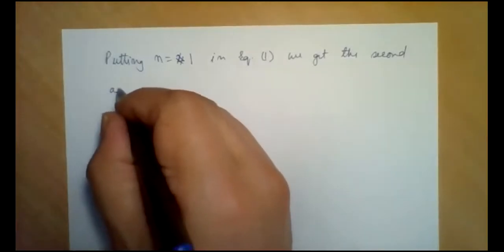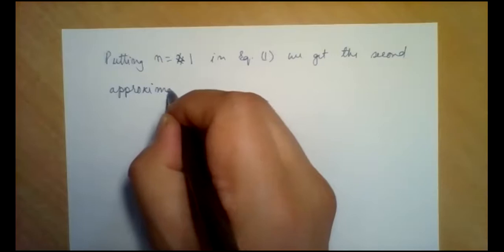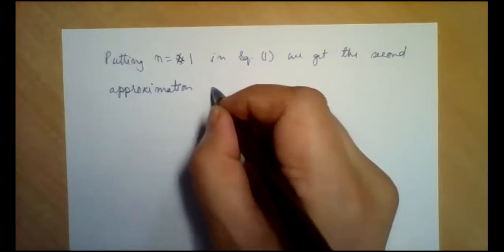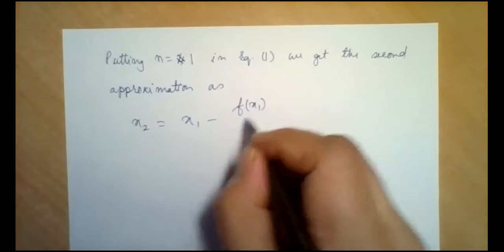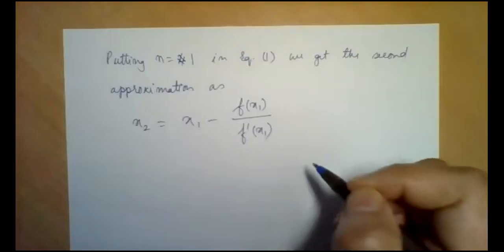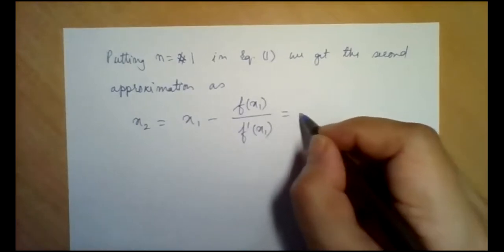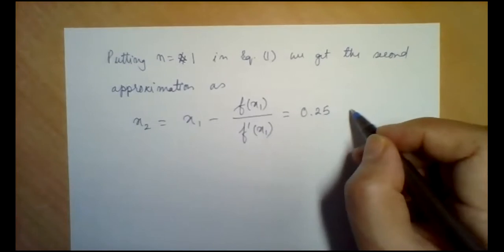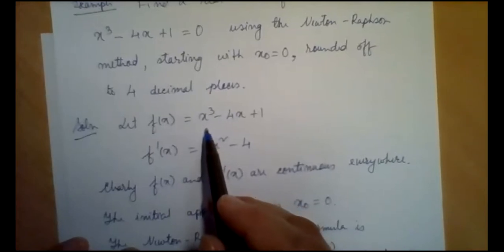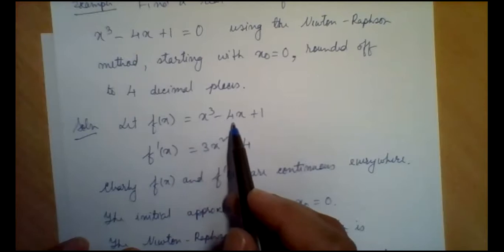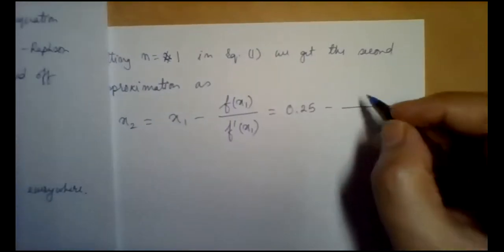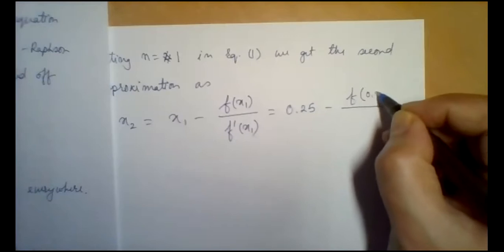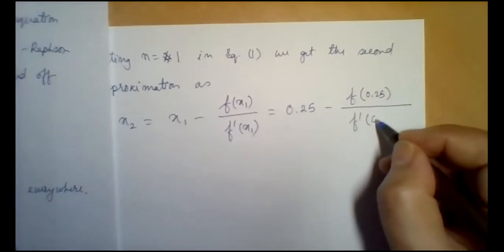Initial. We get the second approximation. The second approximation is x2 equal to x1 minus f of x1 divided by f prime x1. And what is x1? X1 is 0.25. 0.25 minus the value of this function when x equal to 0.25. We shall calculate it using a calculator, and then we shall also calculate this with a calculator. So first let me write it as f at 0.25 and f prime calculated at 0.25.